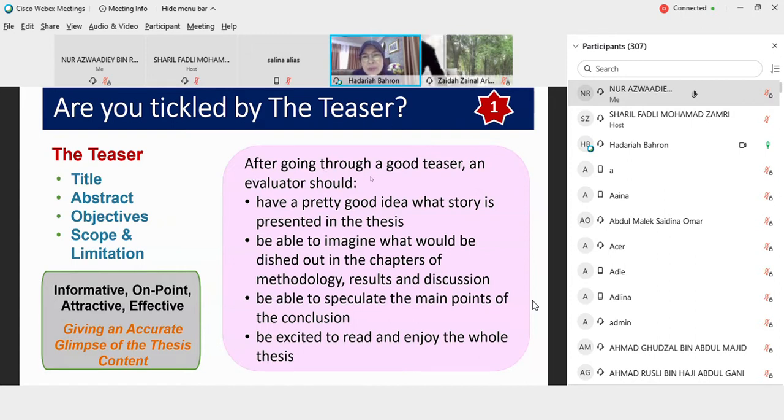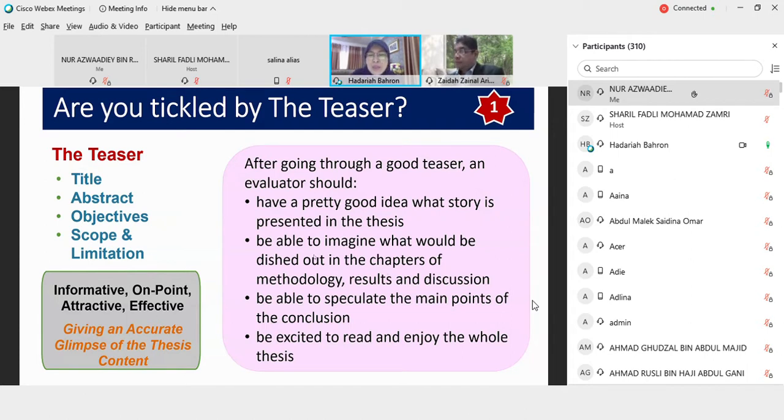Now, after going through a good teaser, an evaluator would be feeling like this. He would have a pretty good idea what story is presented in the thesis. The examiner would be able to imagine what would be dished out in the chapters of methodology, results, and discussion, because if the examiner is also in that field, when he reads the title, abstracts, objectives, and scope and limitation, he would be able to imagine, they will employ this methodology, they will have this kind of result, or they will be discussing it like this.